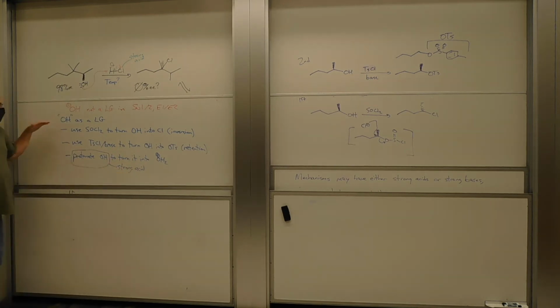All right, so your options are thionyl chloride to turn the OH into a chloride. You can use tosyl chloride and a base to turn the OH into a tosylate, or you can protonate the OH. But protonating the OH requires a strong acid. So you can't just protonate it because you need it to be protonated.